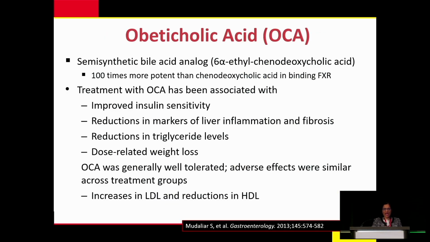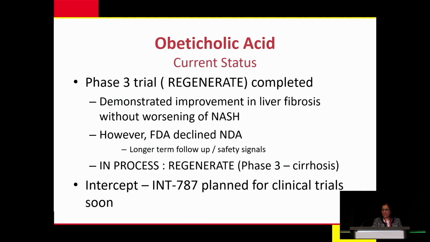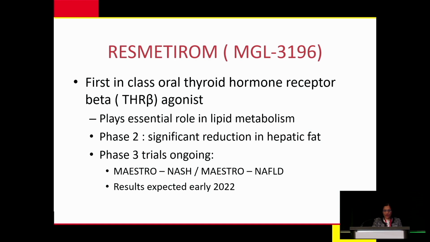And obeticholic acid is a very potent FXR ligand, which has been studied in the Regenerate trial, the phase 3 trial, which demonstrated improvement in liver fibrosis without worsening of NASH. However, the FDA declined to approve this, citing some safety concerns and requiring long-term follow-up. Undeterred by this, Intercept, which is the makers of OCA, have a phase 3 trial currently in the works looking at cirrhosis, and another agent which is planned for clinical trials soon.